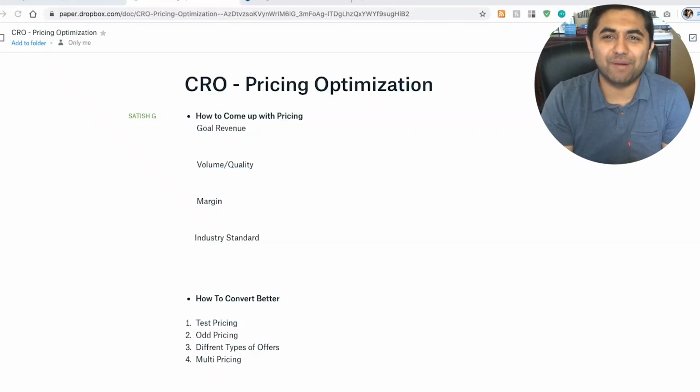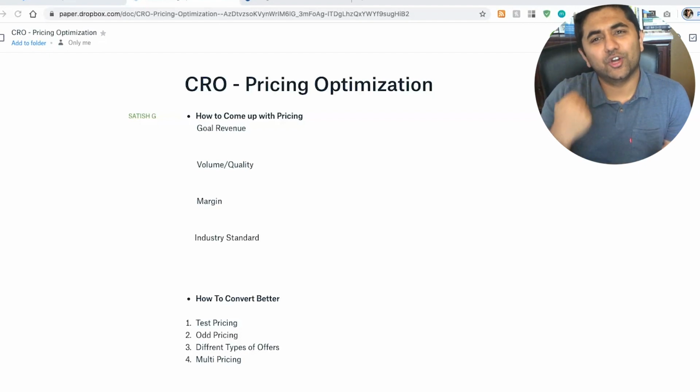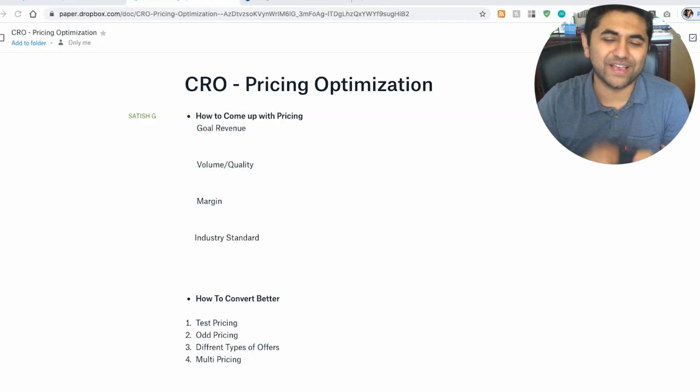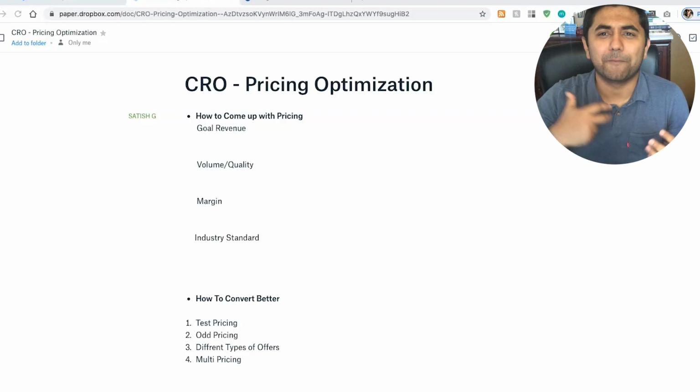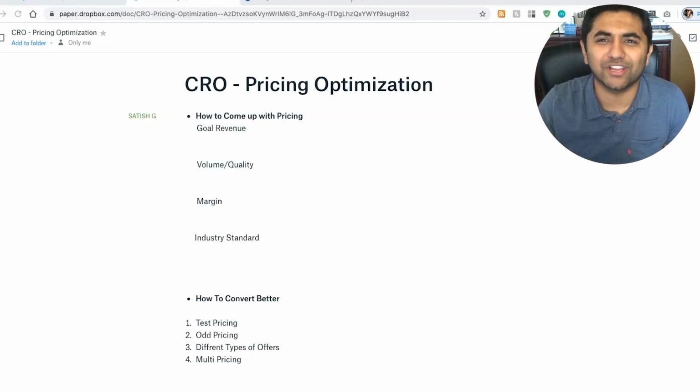So how do you come up with a good price for a product or service? Especially difficult if the product is brand new or innovative. You're like, what do I charge? Or if you don't know the industry that well. So in those cases, it might be difficult for you to come up with the pricing.